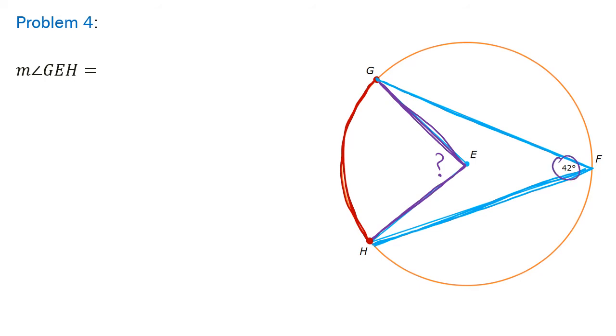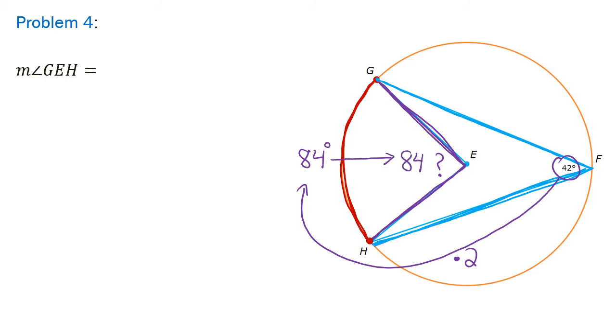Well, 42 degrees, if we know the inscribed angle and we want to know the arc, we multiply it by 2. So we're going to get 84 degrees. Then, since we know that this arc that we have marked in red, GH, its central angle is the one that's marked in purple. And an arc and its central angle are always the same degree.